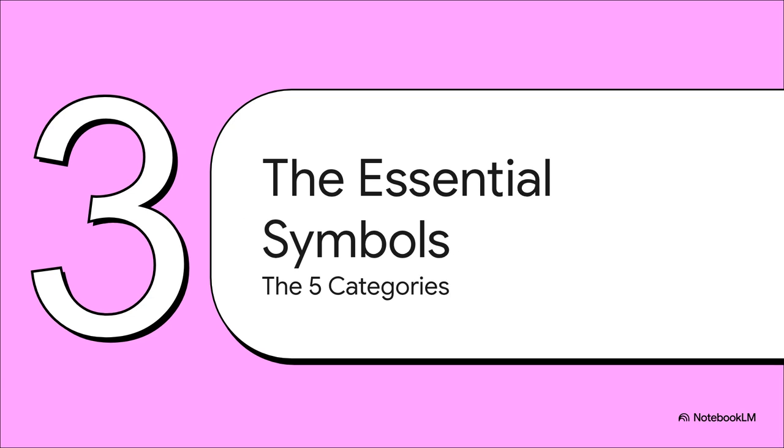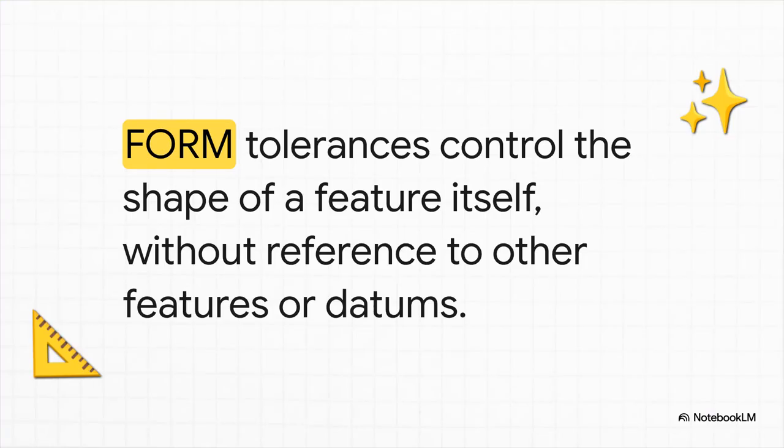There are 14 main geometric symbols in GD&T, and they're all neatly grouped into 5 categories based on what they do. The first group is form tolerances. Now, these are really unique because they control the shape of a feature all by itself without relating it to anything else on the part. They're completely self-referential. Is a surface actually flat? Is an edge really straight? That's what form tolerances are for.